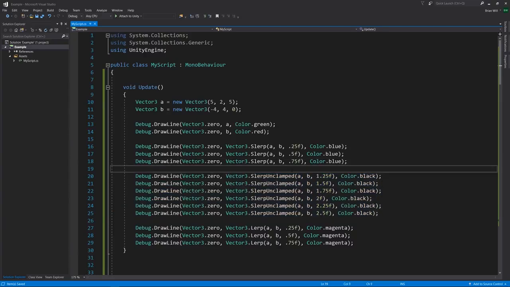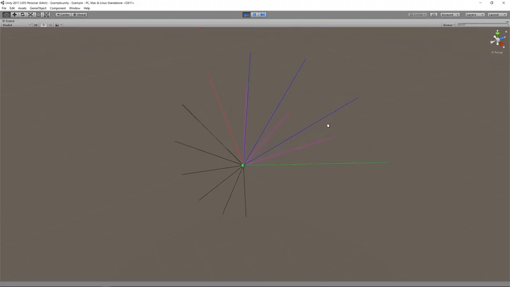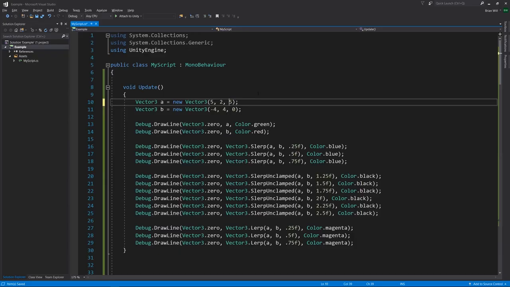As for slerp unclamped, in that case, our percentage value is not clamped into the range of 0 to 1, so we can have like 1.25, 1.5, 1.75, etc. And we'll draw these in black, and let's see what that looks like here. And there, so this is 125% of the way from A to B. This is 150, 175, 200%, 225, 250. And notice in this case, because A is longer than B, the magnitude is getting shorter and shorter.